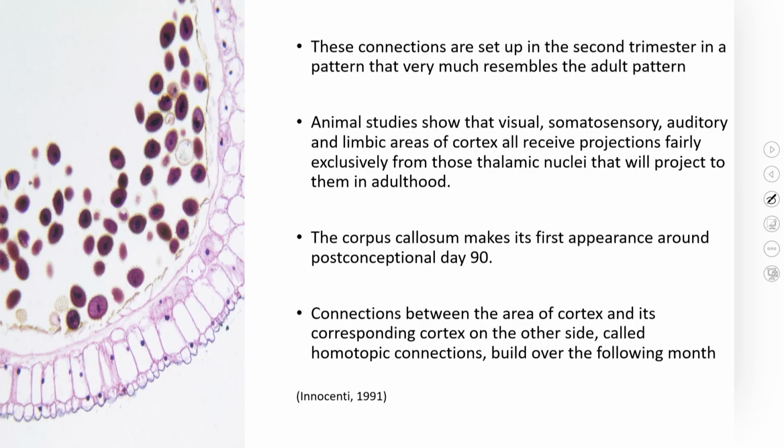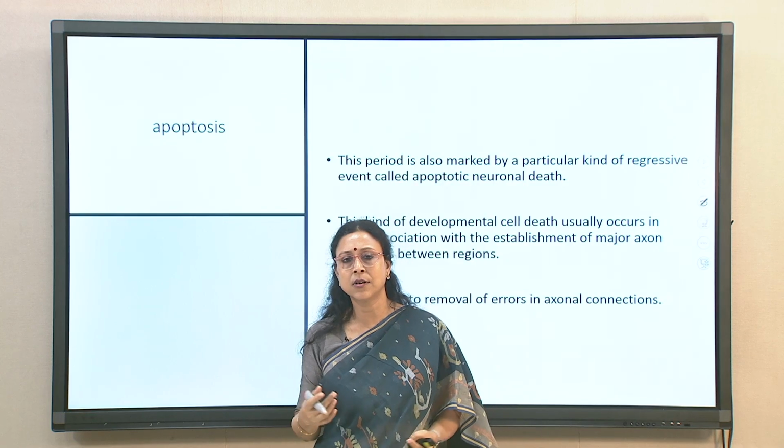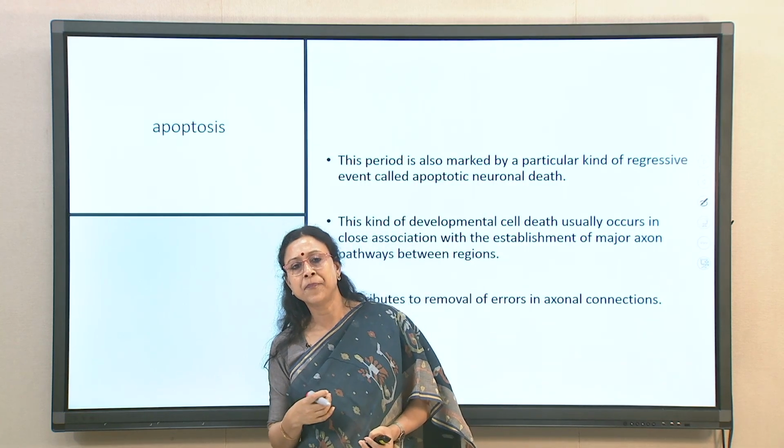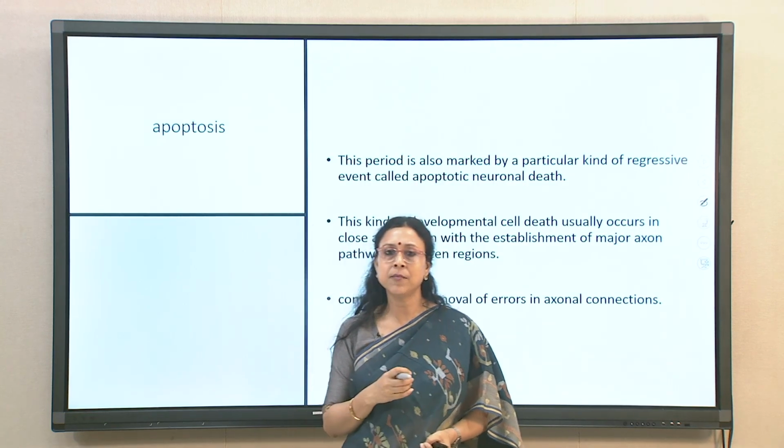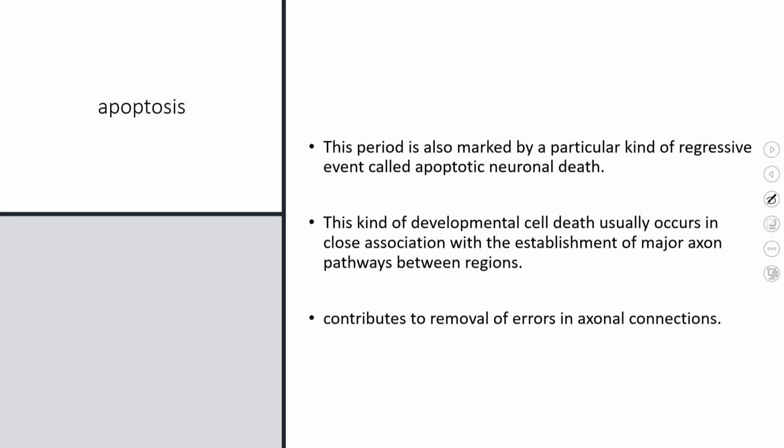Connections between the areas of cortex and its corresponding cortex on the other side, called homotopic connections, also built up over the following months. So, rapid construction goes on during this time. During this time, another very important thing happens, which is called apoptosis. This is a particular kind of regressive event, called apoptotic neuronal death.